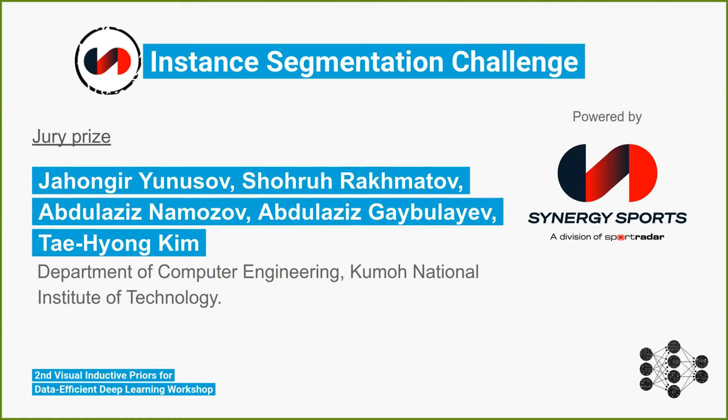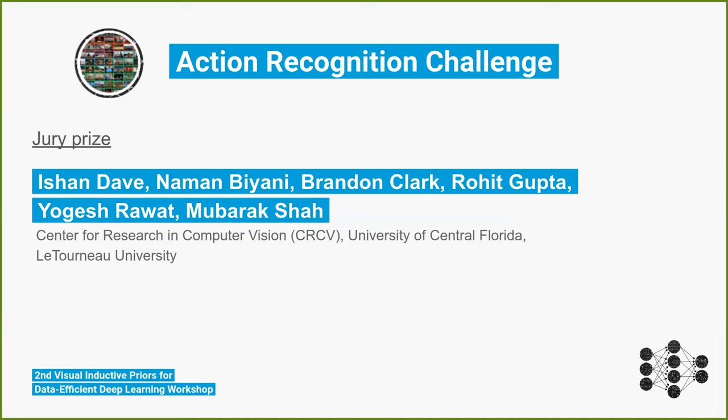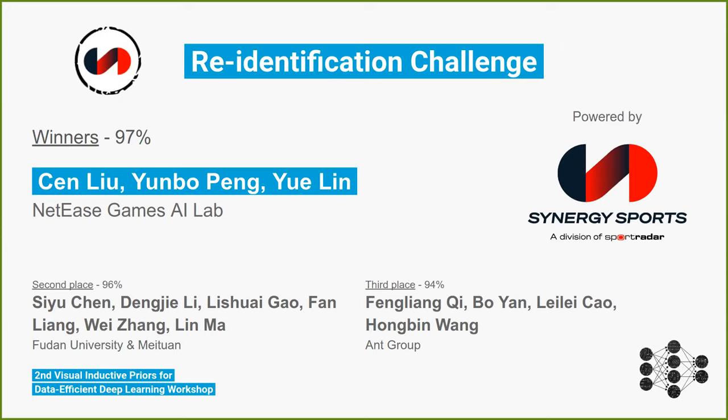For action recognition, the winners are from the Center for Research in Computer Vision, University of Central Florida, Letourneau University, and also ByteDance Inc. Congratulations. And the jury prize went to one of the winners, namely from the UCF and the Letourneau University. And finally, for the re-identification challenge, we have the team from NetEase Games AI Lab that became first. And the jury prize went to the team from Fudan University and Might One.